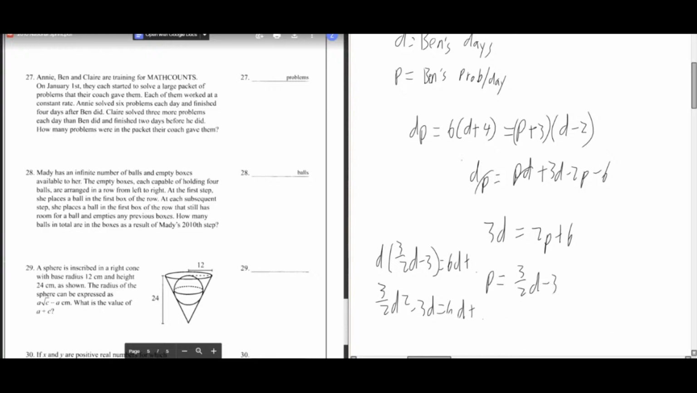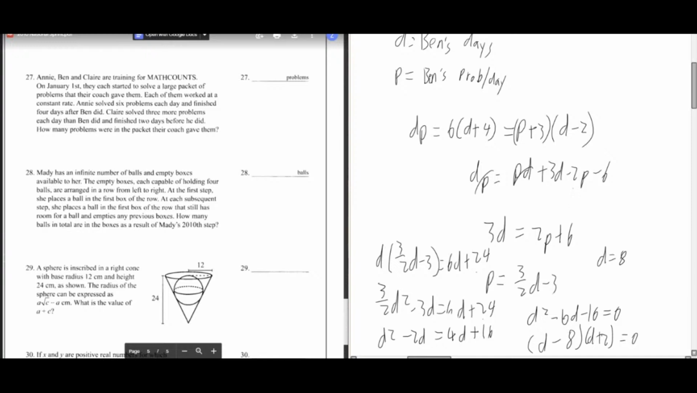So this should be 6 times 4, 24. Do the same thing. d squared minus 2d equals 4d plus 16. Is it a plus? It is a plus. Okay, so now let's see. d squared minus 6d minus 16. See, this is actually factorable into integers. I meant d minus 8 and d plus 2 equals 0. So d is going to be equal to 8, because they're not going to do this in negative days. So d is 8.